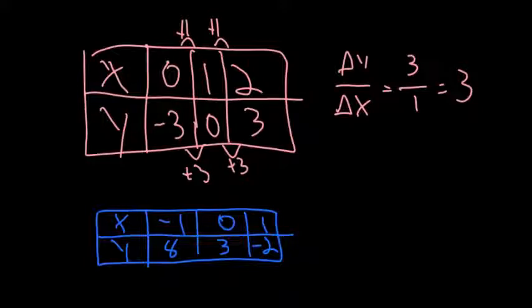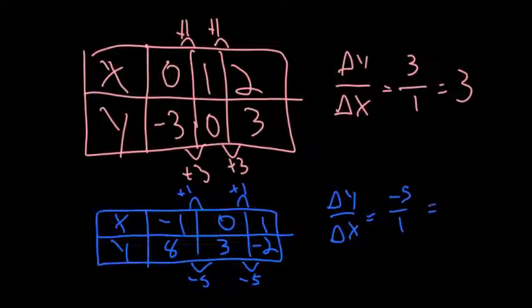Looking at our next one, our blue one, to get from 8 to 3 is minus 5. To get from 3 to negative 2 is minus 5. To get from negative 1 to 0 is plus 1. To get from 0 to 1 is plus 1. So I got my change in y over my change in x, which equals negative 5 over 1, which equals just negative 5. If you don't have it on a graph, just find what your changes are and then make your ratio.